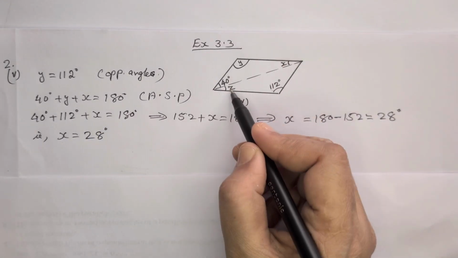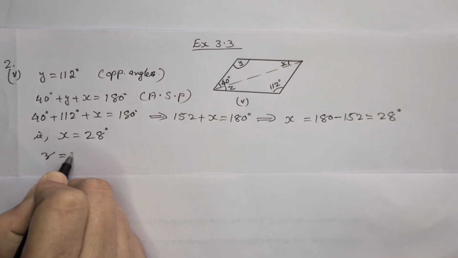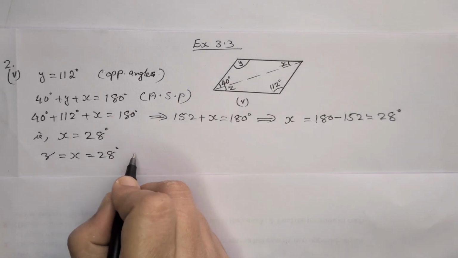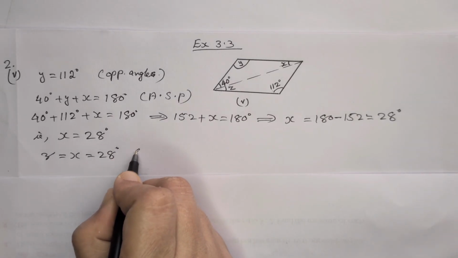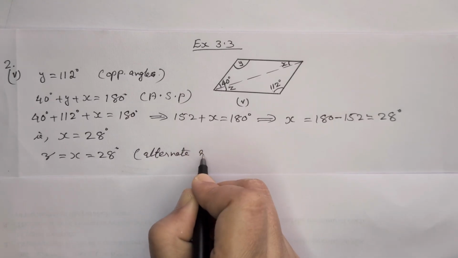Then x is equal to z. We can write z is equal to x is equal to 28 degree. What is the reason? Alternate angles.